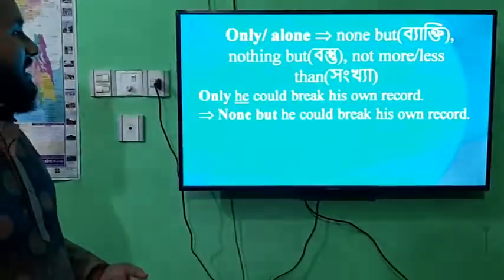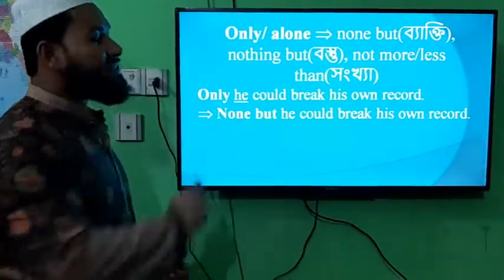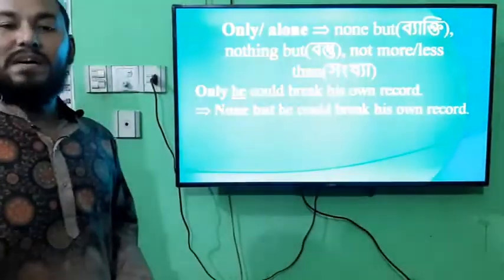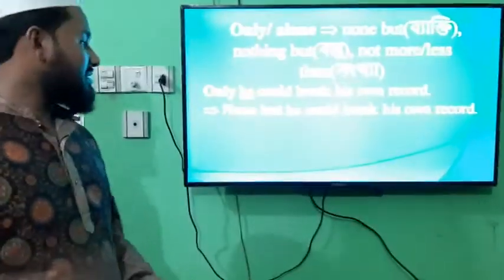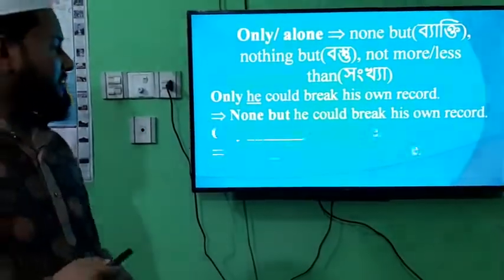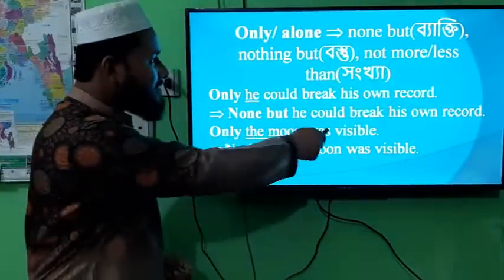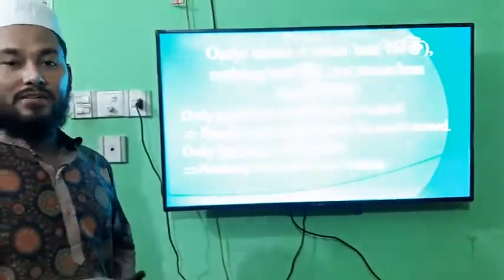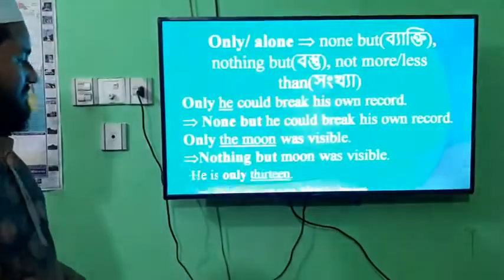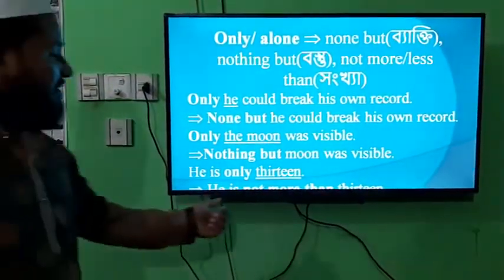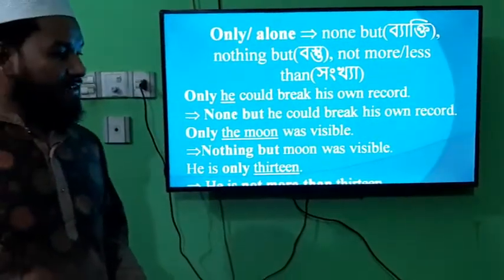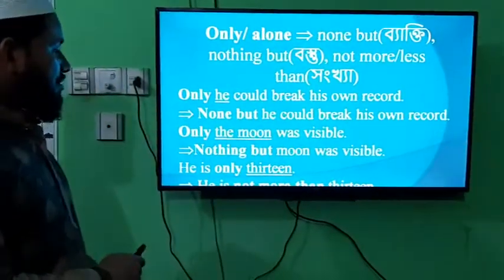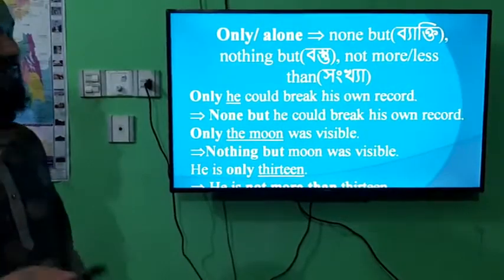Next, another example. Only he could break his own record. Here only indicates he. He is a person. So we have to use none but. None but he could break his own record. Another example, only the moon was visible. Here only indicates the moon. The moon is a thing. So I have to use nothing but. Another example, he is only 13. So what should we do here? Here only indicates a number. So we should use: he is not more than 13. Okay.